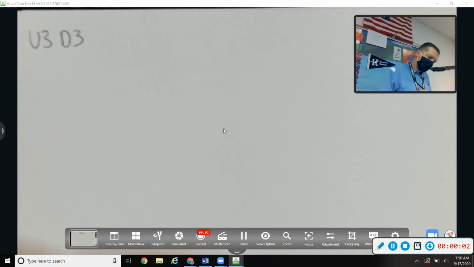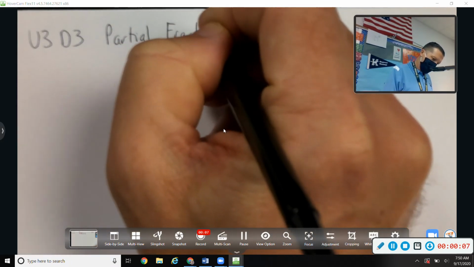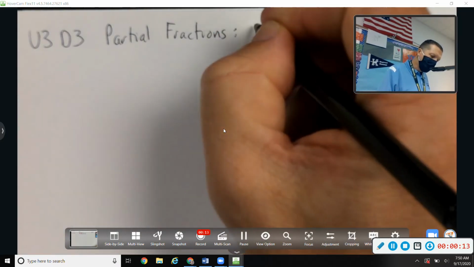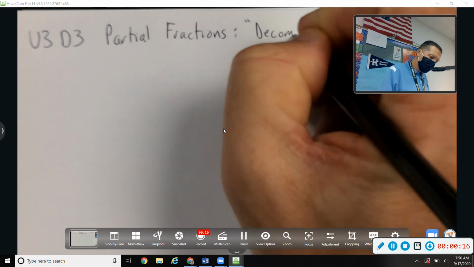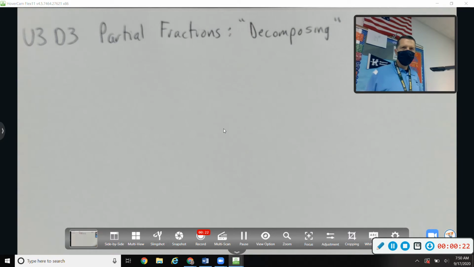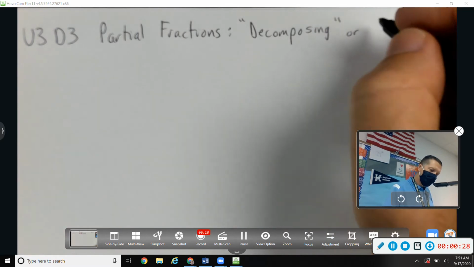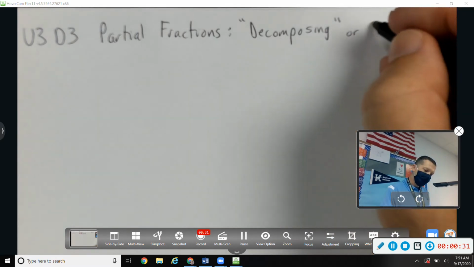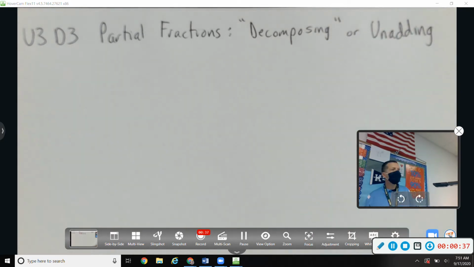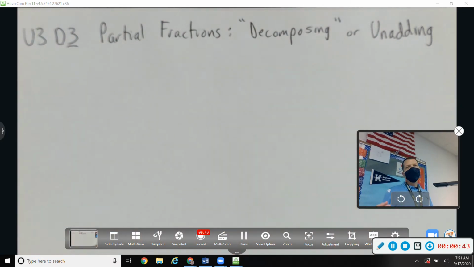All right, Unit 3, Day 3, partial fractions. The official word for what we're going to be doing is decomposing. That sounds pleasant, doesn't it? A better word for it, though far less technical, but maybe more explanatory, is we're going to be unadding fractions. So on Monday, Tuesday, Unit 3, Day 1 was adding fractions. Now we're going to unadd fractions.